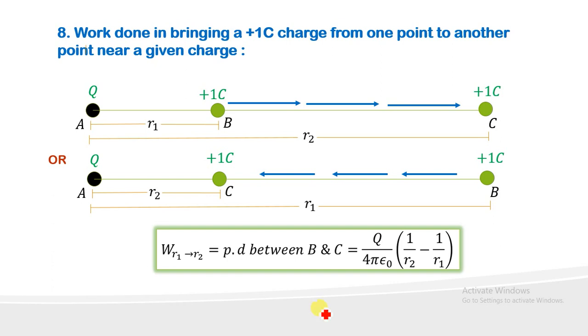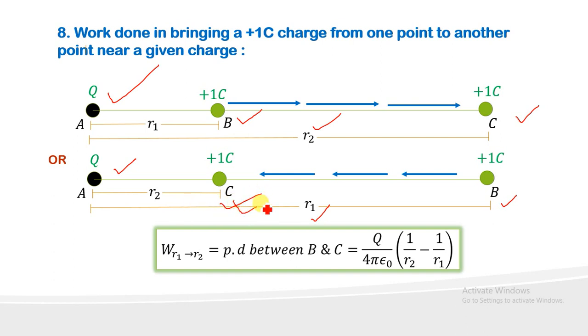Suppose there is a point charge Q at A, kept fixed, and at a distance R1 there is a point B, and at a distance R2 there is a point C. Second case is also there. At a distance R1 there is a point B, and at a distance R2 there is a point C.